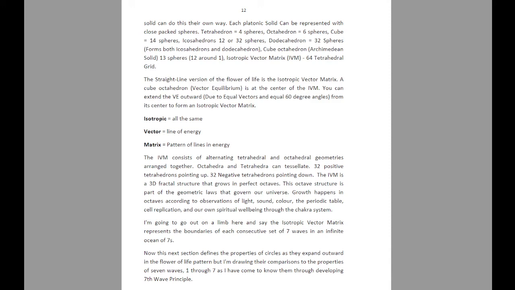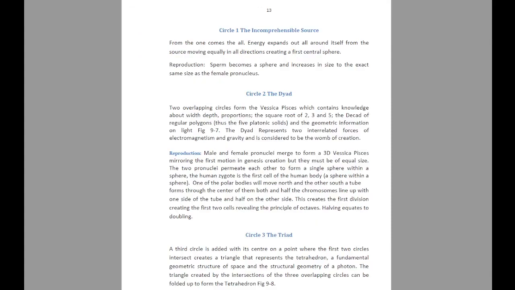Now this next section defines the properties of circles as they expand outward in the flower of life pattern, but I'm drawing their comparisons to the properties of 7 waves, 1 through 7, as I have come to know them through developing 7th wave principle. Circle 1: incomprehensible oneness, from the one comes the all. Energy expands out all around itself from the source, moving equally in all directions, creating a first central sphere.